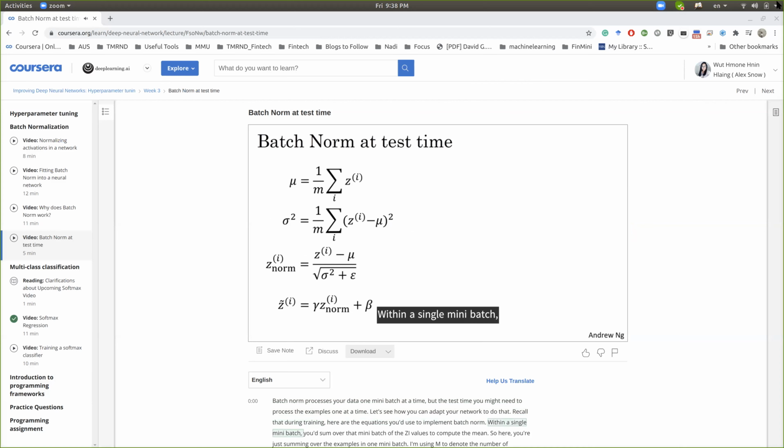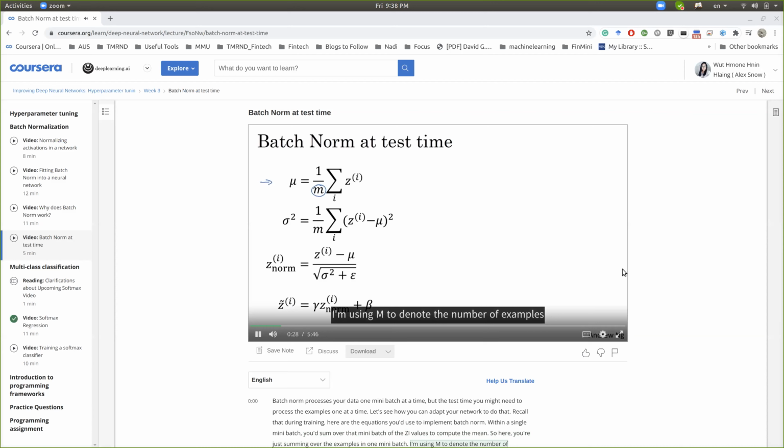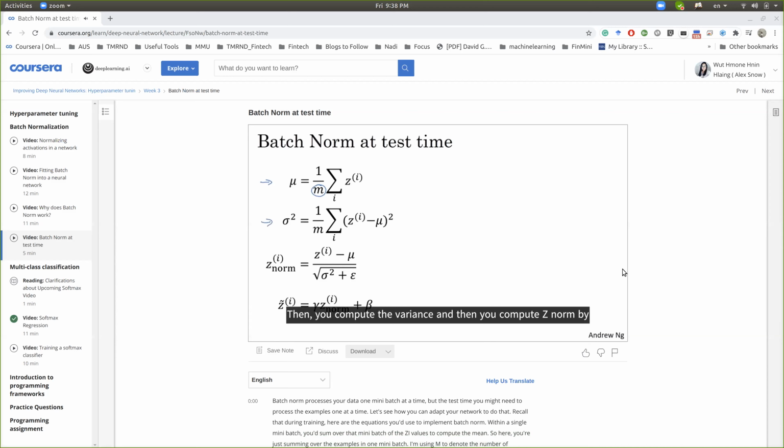Within a single mini batch, you sum over that mini batch of the zi values to compute the mean. So here, you're just summing over the examples in one mini batch. I'm using m to denote the number of examples in the mini batch, not in the whole training set. Then you compute the variance, and then you compute z norm by scaling by the mean and standard deviation with epsilon added for numerical stability. And then z tilde is taking z norm and rescaling by gamma and beta.